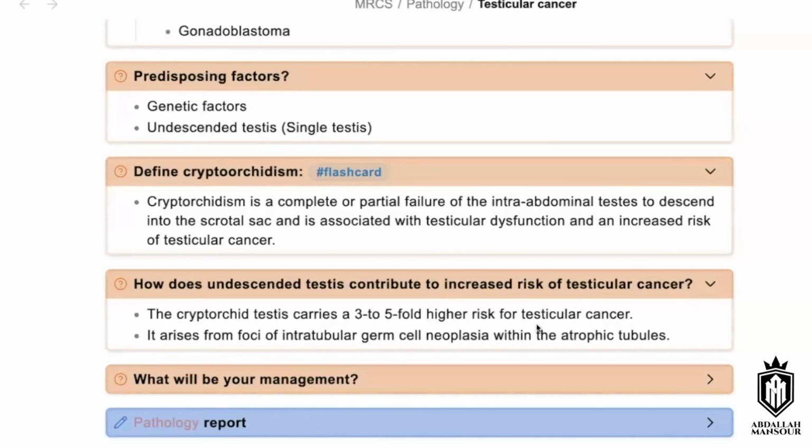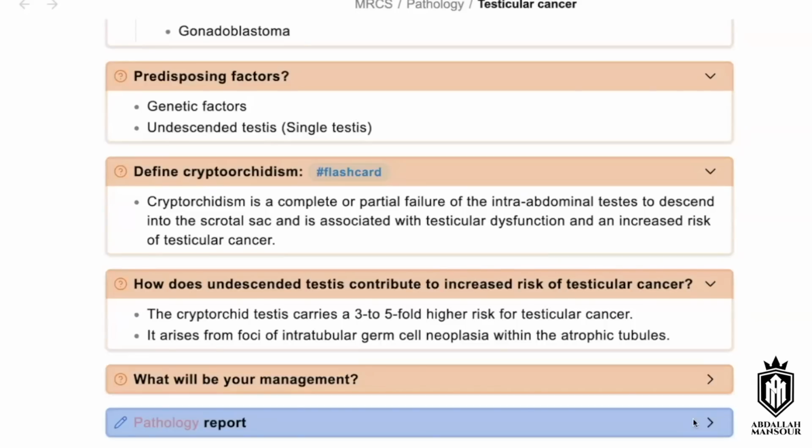Investigations that you're going to offer include some basic bloods and some tumor markers, and I want to mention those specifically as well, like lactate dehydrogenase, and also the beta HCG and alpha fetoprotein. And you want to offer some imaging, including CT chest, abdomen and pelvis, ultrasound of the pelvis, and ultrasound of the scrotum as well, to further assess the mass that you have there.